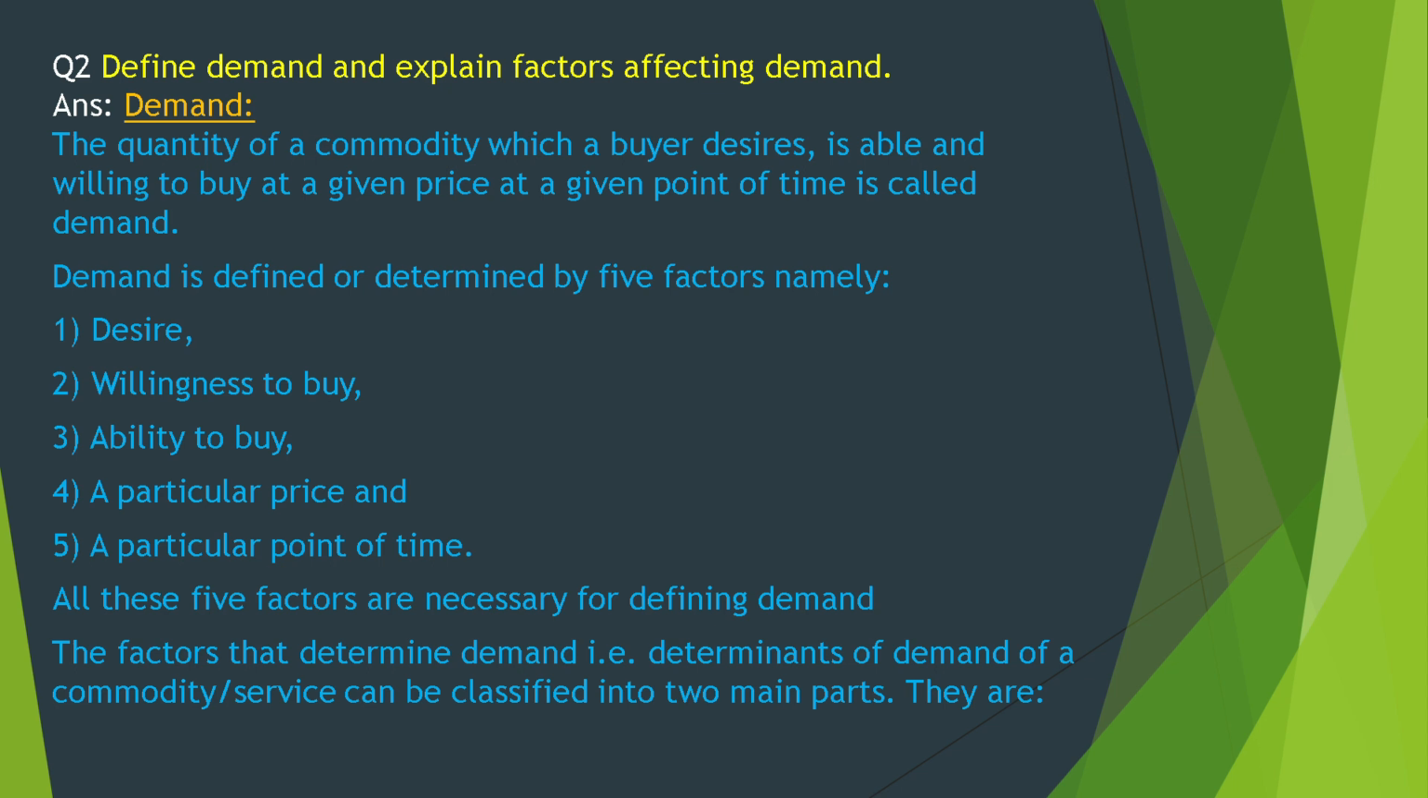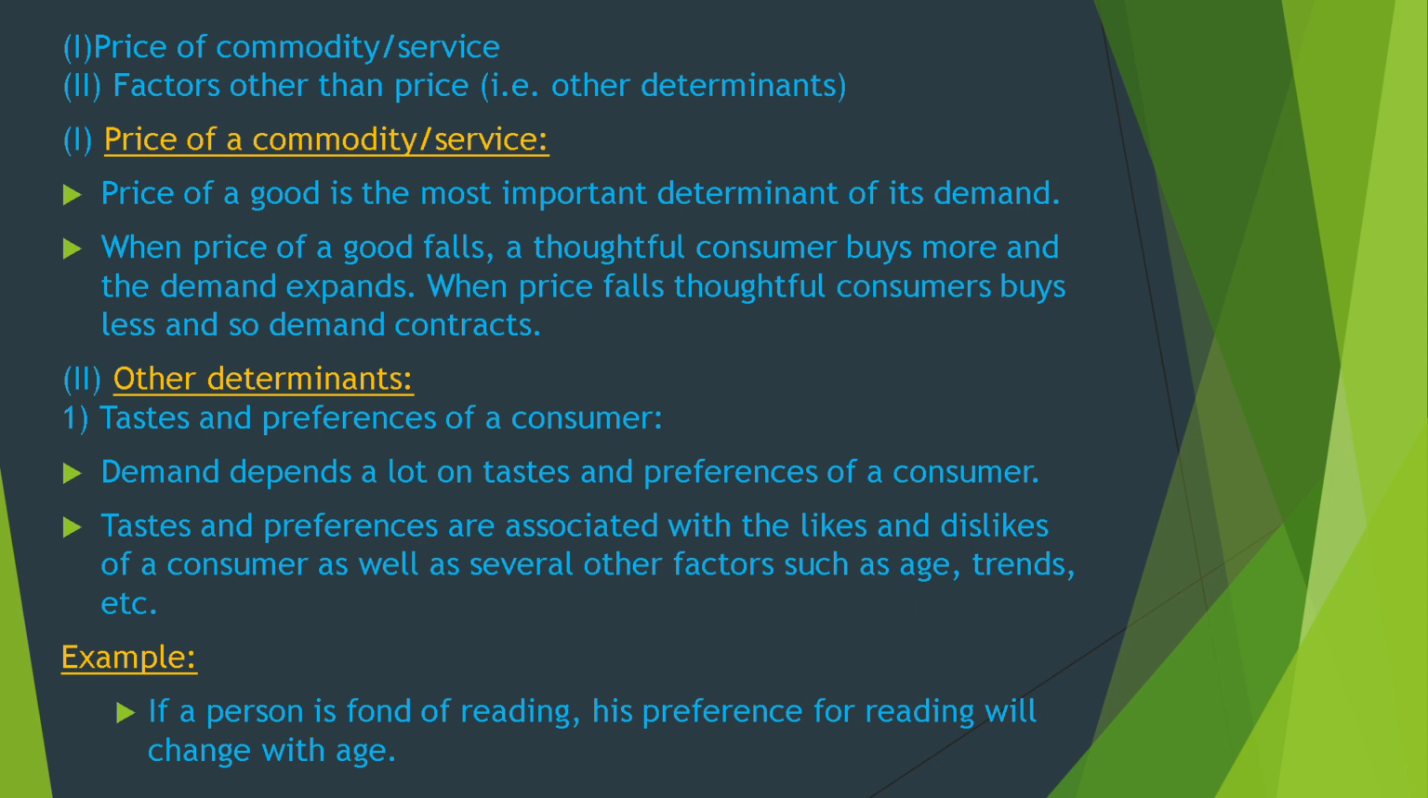The factors that determine demand, that is, determinants of demand of a commodity or service, can be classified into two main parts. They are price of commodity or service, and factors other than price, that is, other determinants. Price of a good is the most important determinant of its demand. When the price of a good falls, a thoughtful consumer buys more and the demand expands. When price rises, a thoughtful consumer buys less and so demand contracts.